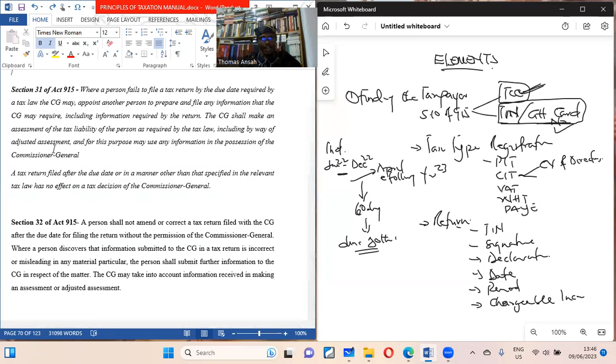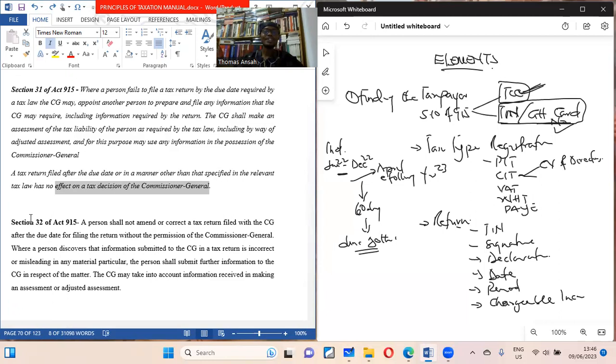Okay, but that filing that somebody will do for you, it says that the tax return filed after the due date in a manner other than that specified in the relevant tax law has no effect on the decision that the Commissioner General made by using somebody else to do the filing for you. All right. So they can up your liability or reduce your liability. It can happen. All right. So that is that.